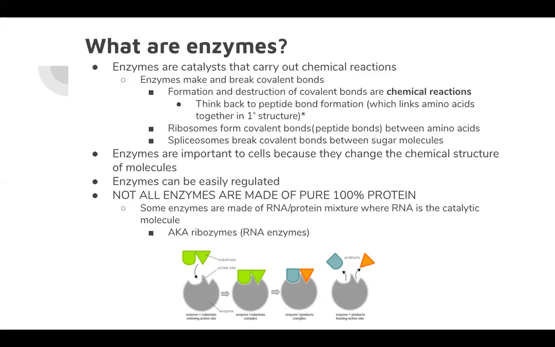One thing to note is that not all enzymes are made of 100% pure protein. Some enzymes are made of an RNA-protein mixture where the RNA is the catalytic component. We talked about this a little earlier with ribozymes. Ribozymes are a category of enzymes, but you want to think of the ribosome as having RNA and protein, and they are classified as ribozymes because they have that catalytic component. That's just your example of one that isn't 100% pure protein.